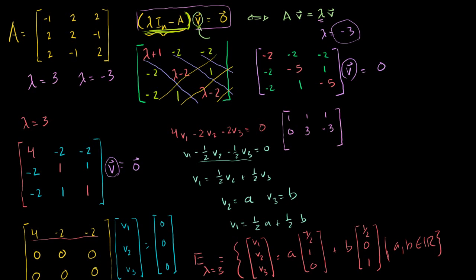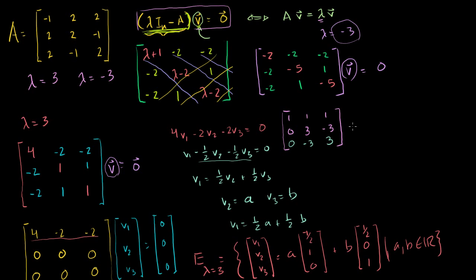Minus 3, and let me do the last row. I'll just do a different color for fun. And I'll do the same thing. I'll do this row minus this row. So minus 2 minus minus 2 is 0. Minus 2 minus 1 is minus 3. And then we have minus 2 minus minus 5. So that's minus 2 plus 5, so that is 3.